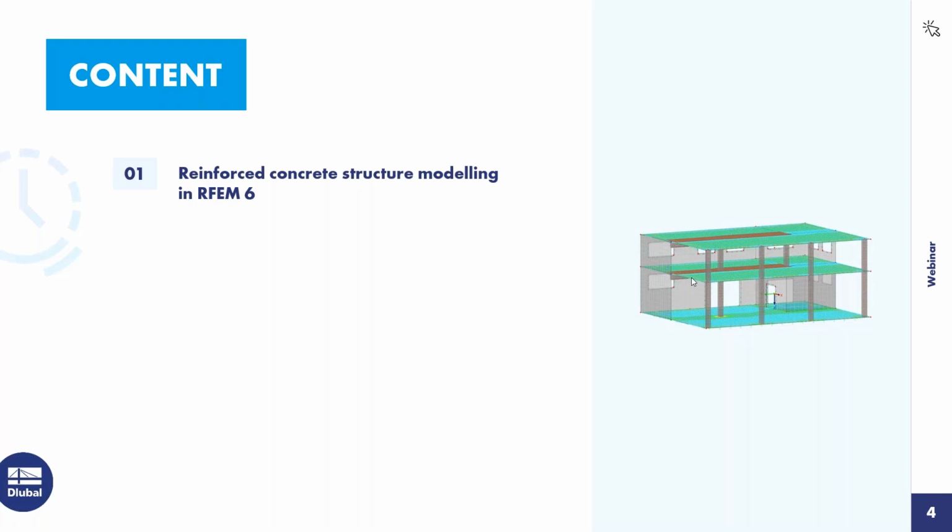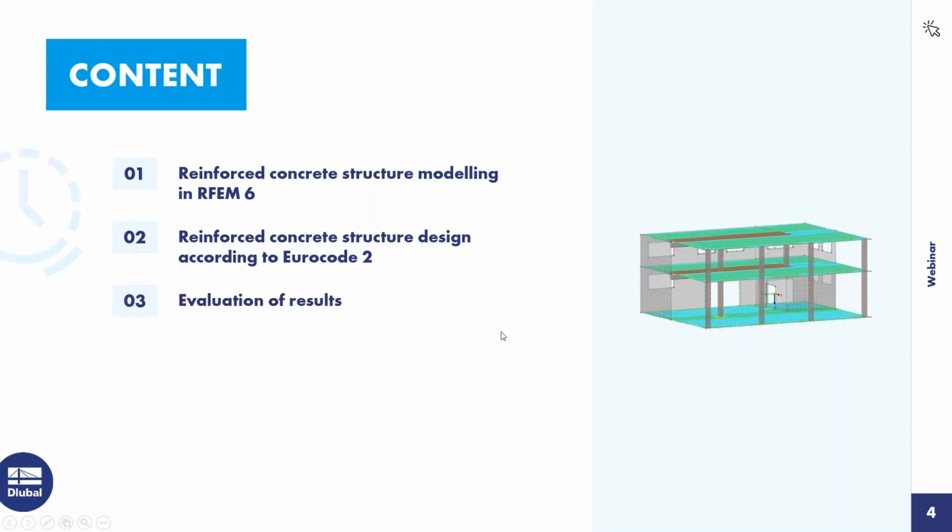We'll go also in the design to the punching groove, which are especially on these nodes here where the columns are placed. Reinforced concrete structures according to the Eurocode. I will design also a T-section here under the slab. Then I will evaluate the results and discuss the results.